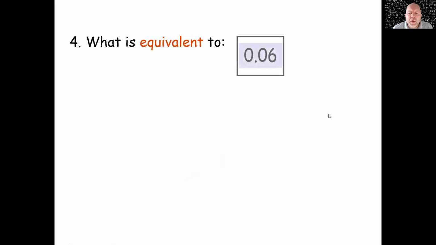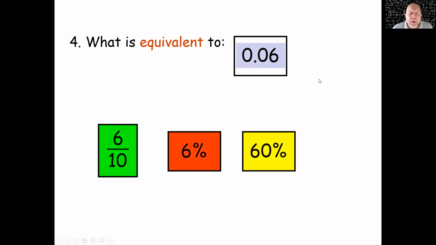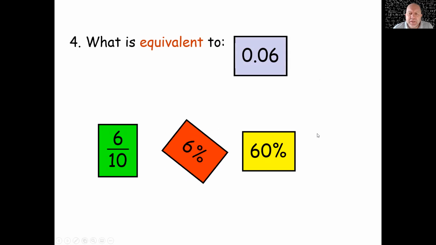And the last one, which is equivalent to 0.06. Remember which column this is. Okay. Is this the same as 6/10? Is it the same as 6%? Or is it the same as 60%? Well, this column here, remember we've got our ones, our tenths, and our hundredths. So we've got 6 hundredths. 6 hundredths, or 6 out of 100, is the same as 6%. So there's your match. Okay, well done if you got all of those.